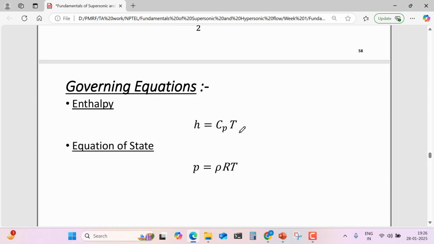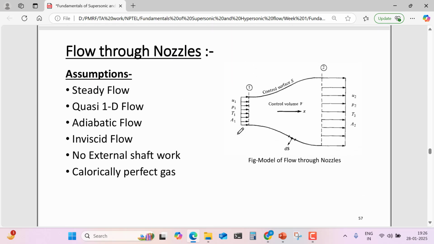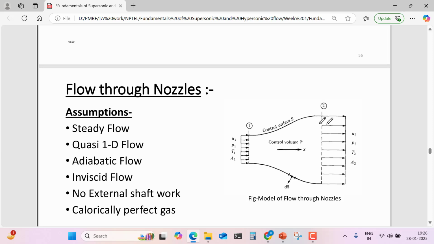Before the feeding nozzle, this is the control surface, and these are the assumptions. We take steady flow, quasi-one-dimensional flow, because generally we assume the area change is very gradual, so there is very little change in velocity in the other directions. And adiabatic flow, we assume there is no addition or release of heat. Inviscid flow, no external work, and calorically perfect case.